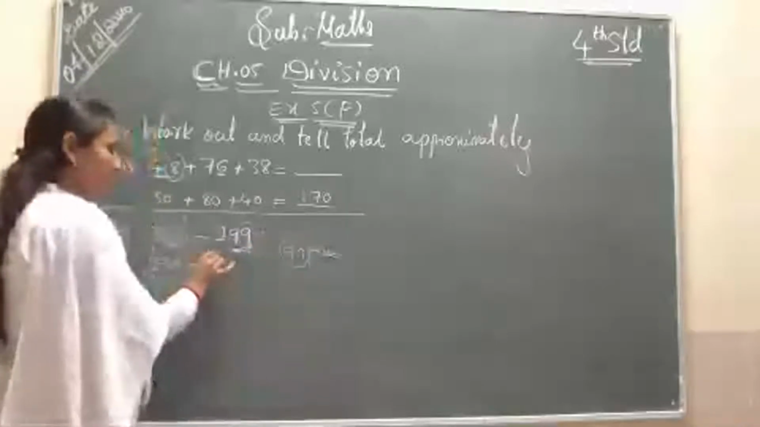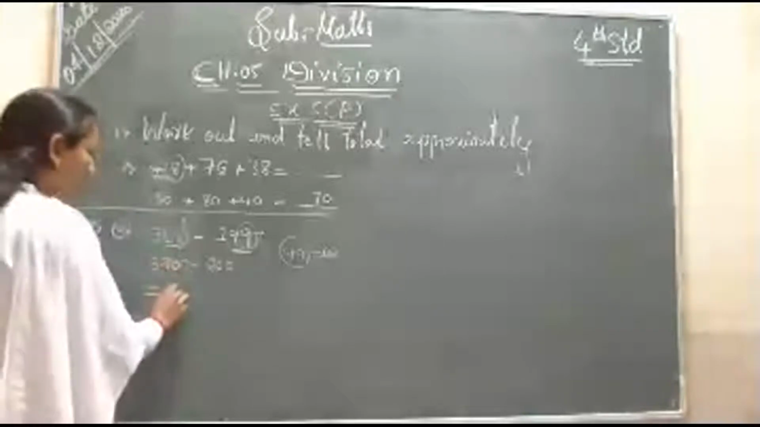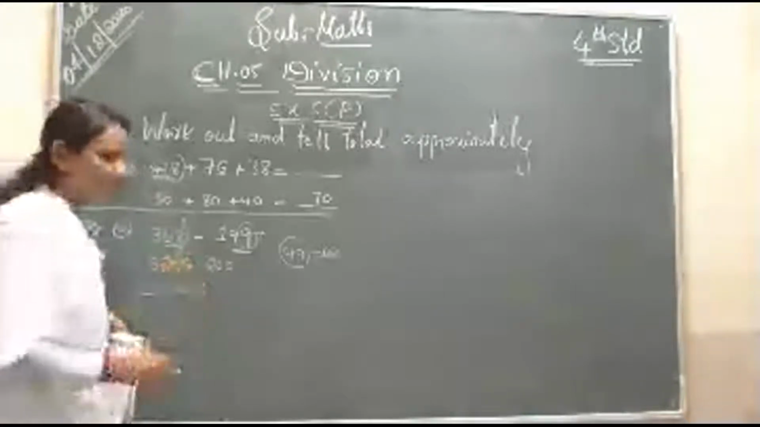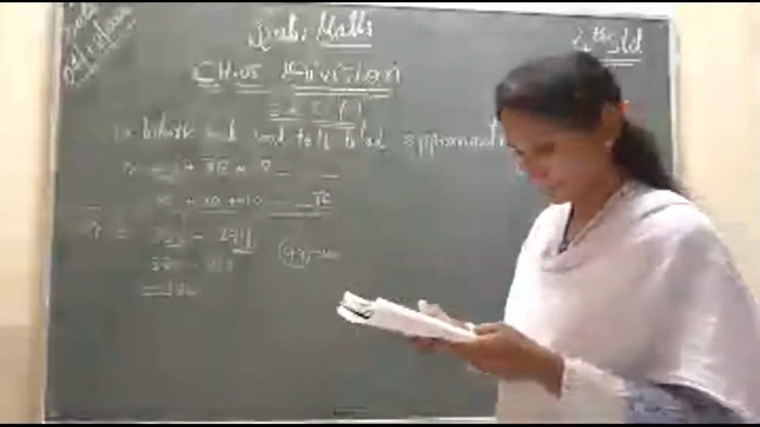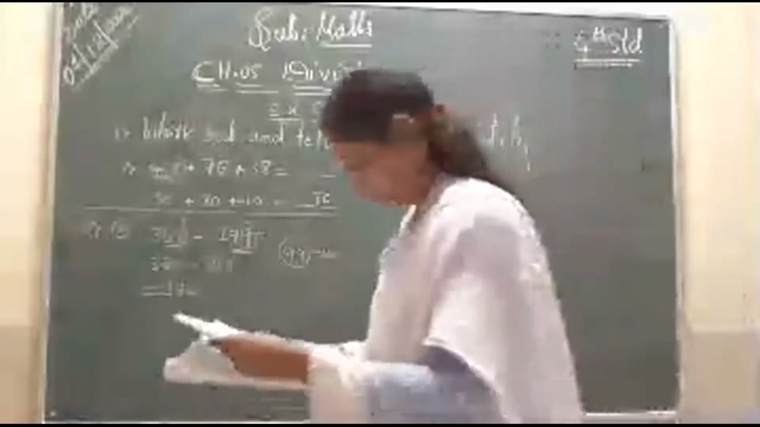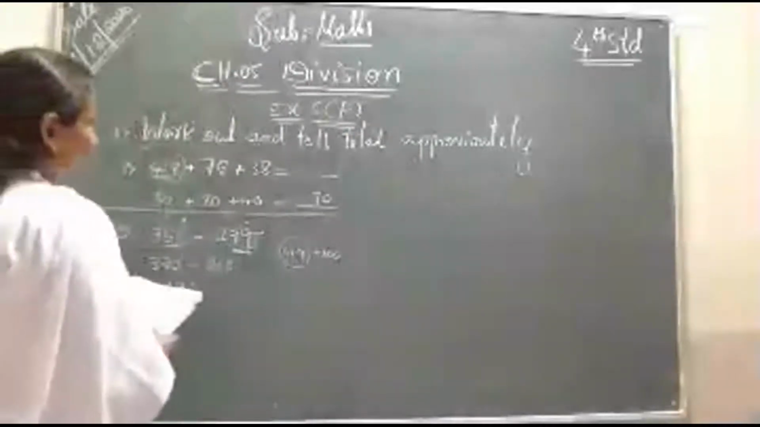Already I have 100, because this is a 200. So subtracted, the result will be 170. So that is the result in the second main. The second is 170. So this is the next question, students.